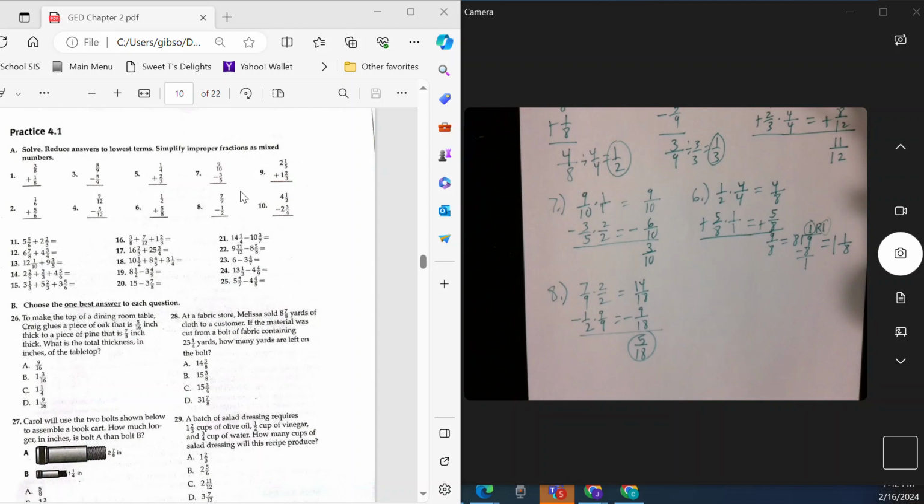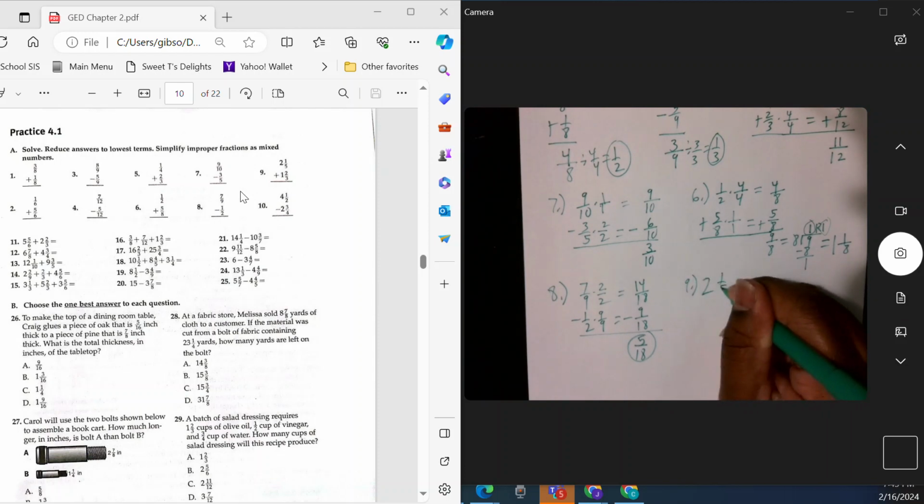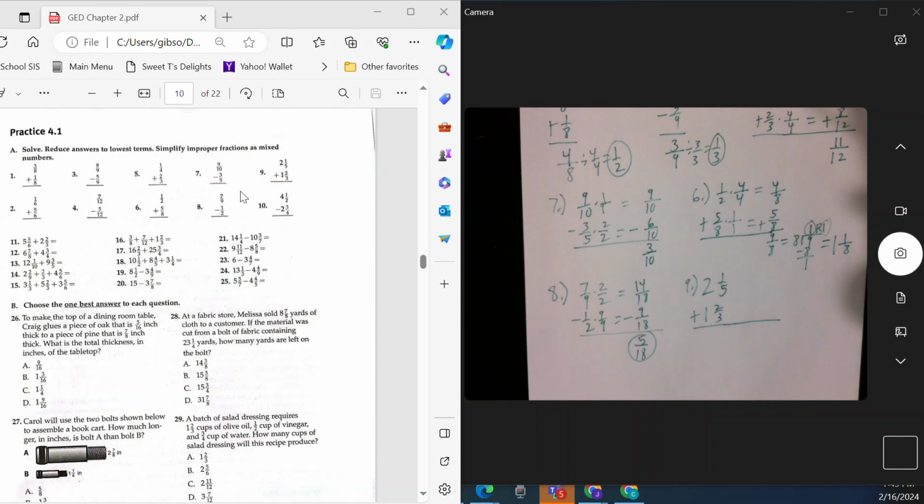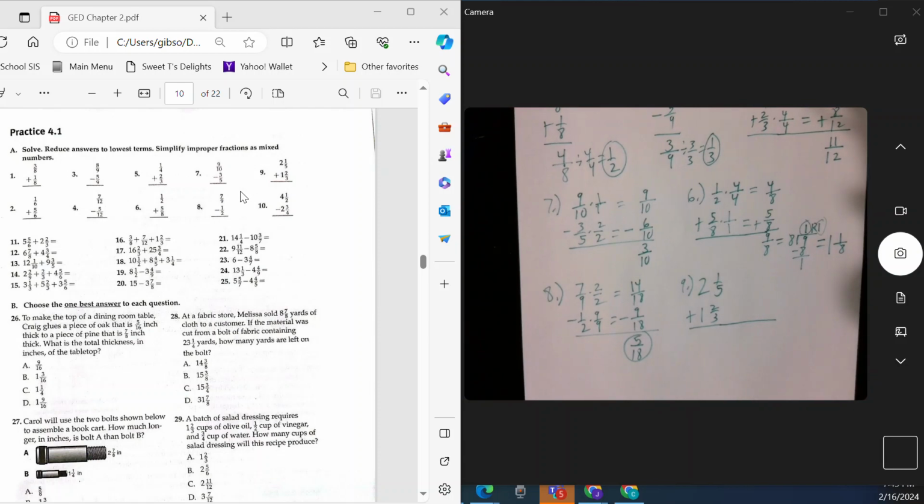So what I want to do, let me do problem 9 for right now. So we have 2 and 1/5 plus 1 and 2/3. Now the first thing I would suggest is when you're doing a mixed number and you notice the fractions have different denominators, we start addressing the fraction first before we deal with the whole numbers of the mixed number. So we can act like the whole numbers are not there.